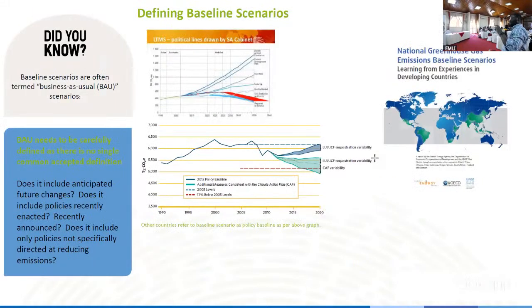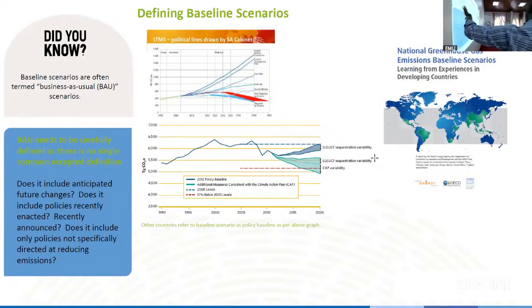Now, this is just a graphic to show you what your growth might look like. But key to note is that when it comes to the business as usual scenario, there is no common definition for it. It is specific, or defined by the district. For example, I come from Kapelebyong. So I could say Kapelebyong, for us, our business as usual is we just do everything as is.